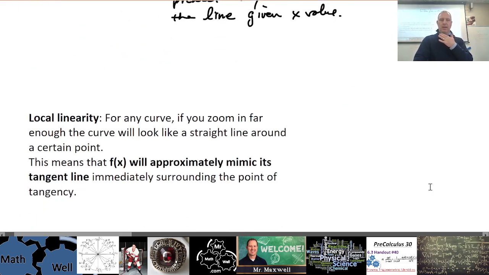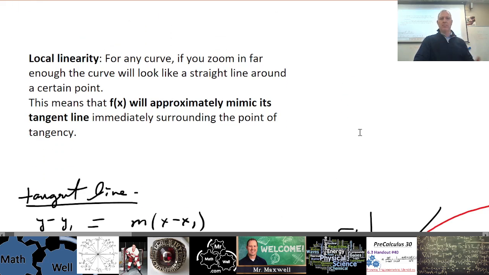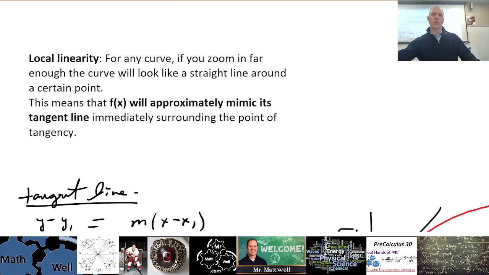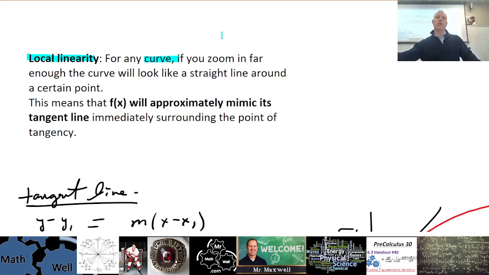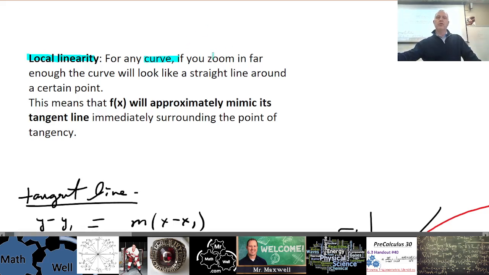Now, to set this up, let me talk about a couple things, the first of which is called local linearity. Now, this is a concept that, if you think about it, makes a lot of sense. For any curve, if we have a parabola, a radical, or a cubic function, if you zoom in far enough, the curve will start to look like a straight line around a certain point.